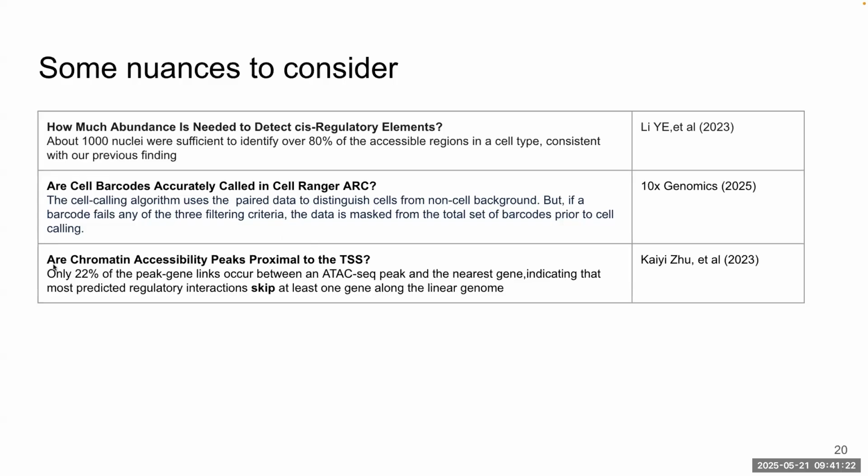And the third point is whether chromatin accessibility peaks are proximal to the TSS. I mentioned that it is not necessary, but I also want to add that only 22% of the peak-gene links occur between an ATAC-seq peak and the nearest gene. So it means that many of the regulatory elements are not as close as we think. And for example, this author, Keji Su, found that many regulatory elements skip at least one gene and then linearly continue to the other gene. So these are things that we have to think about when we are running this kind of analysis.